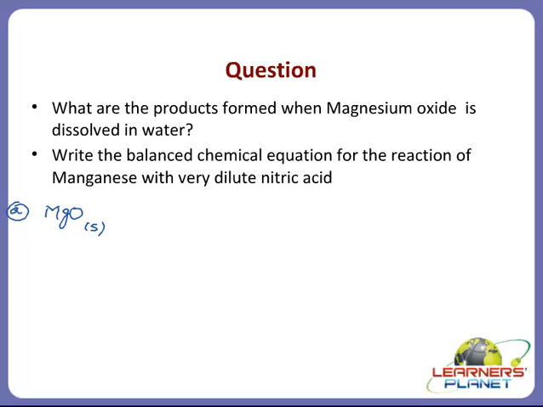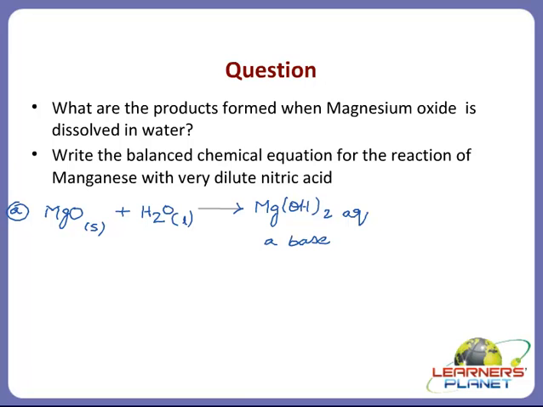Now let's write the equation, that is when magnesium oxide, MgO, solid, is dissolved in water, H2O, liquid, what would be the products formed? The product formed would be only Mg(OH)2, that is, no hydrogen is released. When oxides are dissolved in water, no hydrogen is released. So what it will form is magnesium hydroxide, Mg(OH)2, aqueous. Now what is it? It is a base.